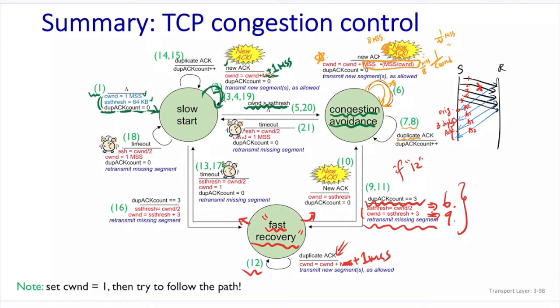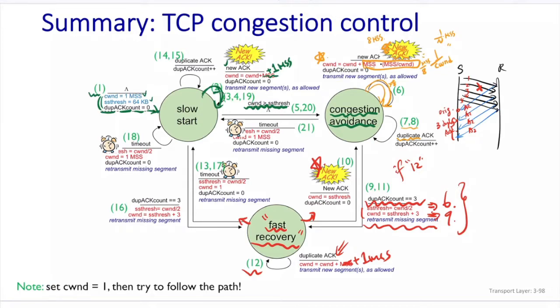Number 1, if you receive a new ACK, like step number 10, that means the retransmitted packet eventually arrived. Everything is fine, so I don't have to stay at the fast recovery state. Then I go back to the congestion avoidance state and keep linearly increasing my congestion window. That is the good part.